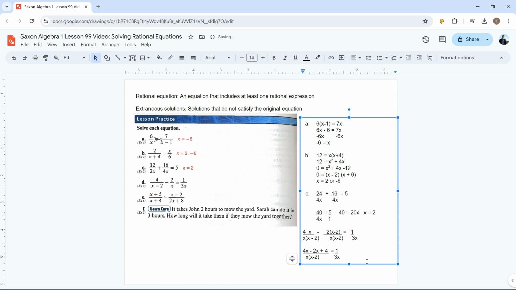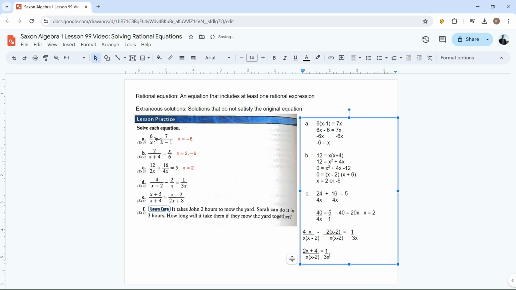All right, now I can actually cross multiply at this point, but I think before I cross multiply, let me just simplify this fraction as much as possible. 4x minus 2x is just 2x. So I'm going to put 2x on top over here. And is there anything else I can simplify?